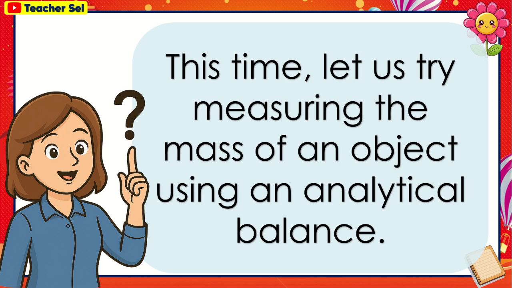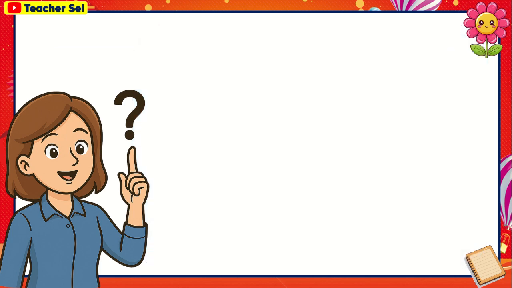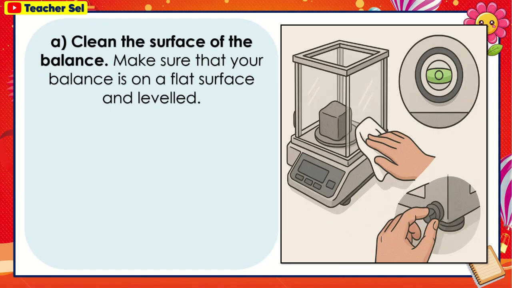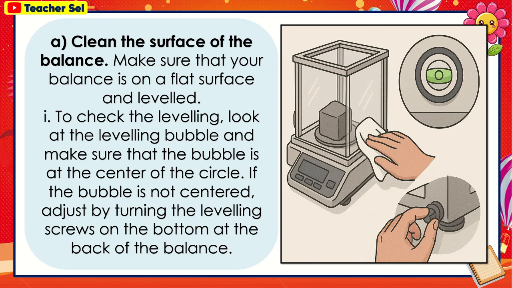This time, let us try measuring the mass of an object using an analytical balance. The steps in using an analytical balance are as follows. Clean the surface of the balance. Make sure that your balance is on a flat surface and leveled. To check the leveling, look at the leveling bubble and make sure that the bubble is at the center of the circle. If the bubble is not centered, adjust by turning the leveling screws on the bottom at the back of the balance.